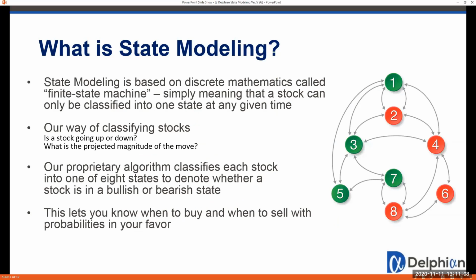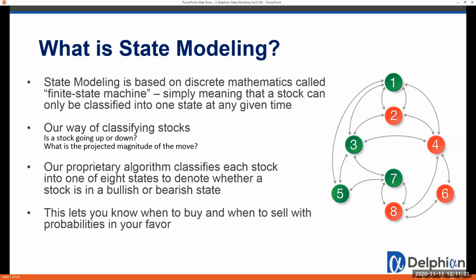So what is state modeling? State modeling is based on discrete mathematics called a finite-state machine, simply meaning that a stock can only be classified into one state at any given time. Our way of classifying stocks is basically: is the stock going to go up? What's the projected magnitude of the move? So is the stock going to go up or down, and how high or how low is it going to go when it makes that move over a certain period of time?